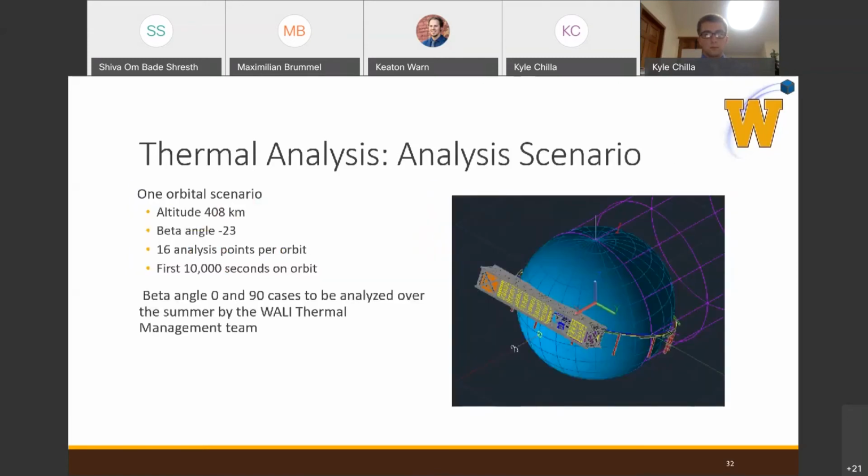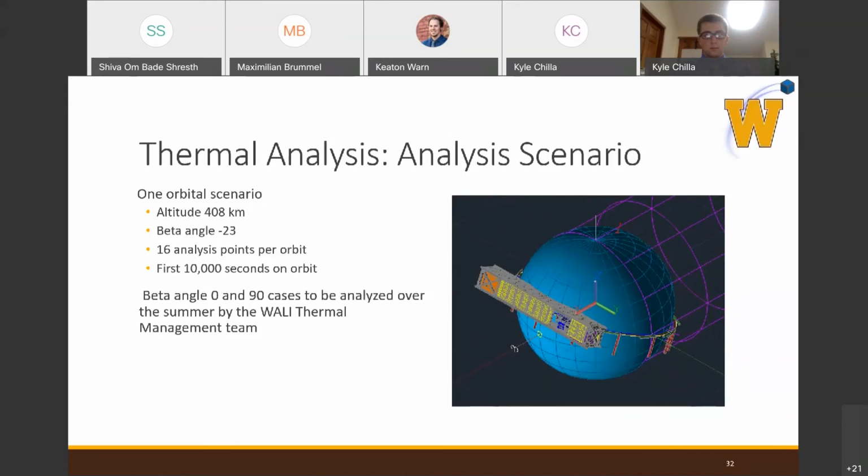For our orbital analysis, one case was analyzed with an altitude of 408 kilometers, a beta angle of negative 23 degrees, with 16 analysis points per orbit over the first 10,000 seconds. This 10,000 second transient time covers approximately the first 2 orbits, and due to the amount of processing time it takes to run this scenario, only the one case was analyzed.